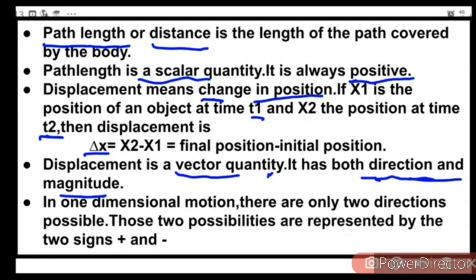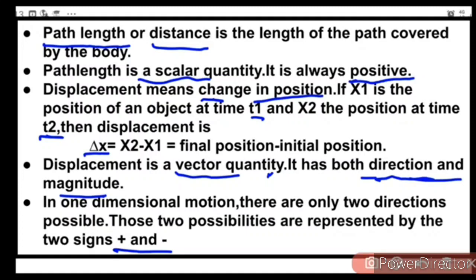So in one dimensional motion, there are always only two possibilities for direction. Only two possibilities means it is very easy to incorporate that direction by associating a positive and negative sign. By using this positive and negative sign, we will be showing the direction in one dimensional motion. In the horizontal direction, towards right we take as positive, towards left we take as negative. In up and down motion, the upward direction we consider as positive and the downward direction we consider as negative.